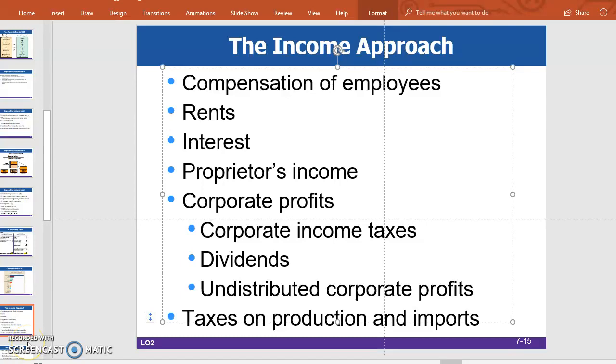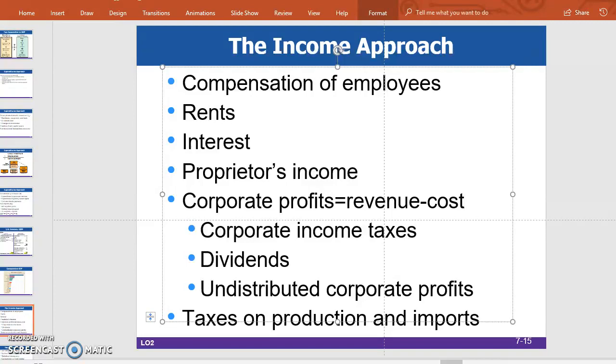So this is part 3 of chapter 7, right? And we were in the middle of this slide. So we were discussing corporate profit. This is income earned by big corporations like IBM, Motorola, Nokia, and corporate profit is the difference between revenue minus cost, right? And then in the corporate profit, we have corporate income taxes, dividends, and undistributed corporate profit. So corporate profit can be divided into any of these three.